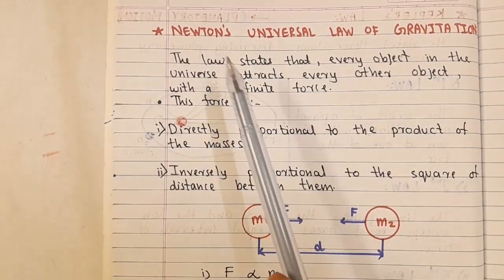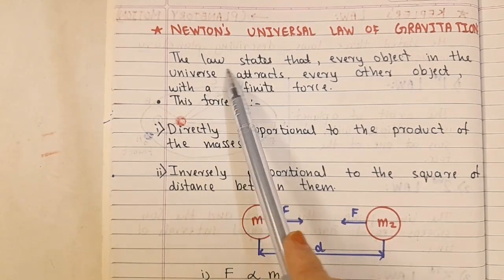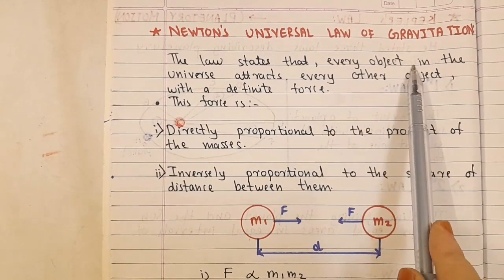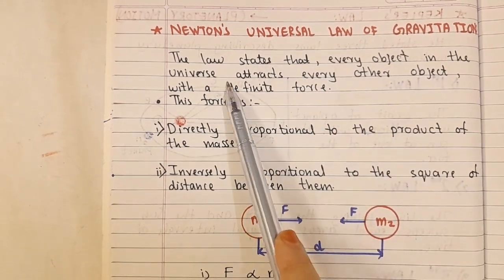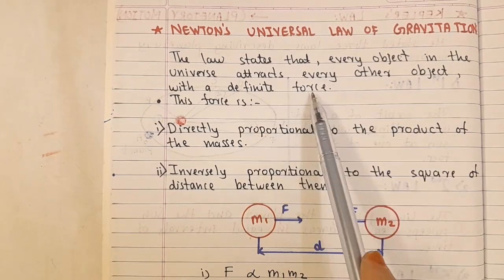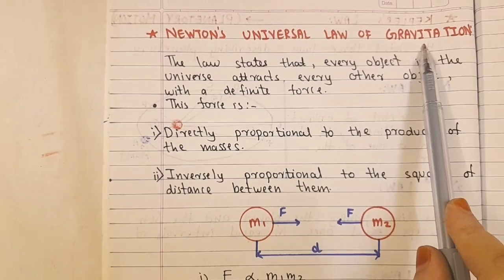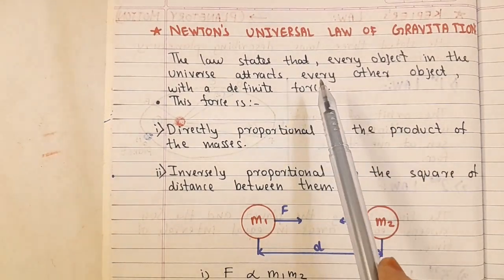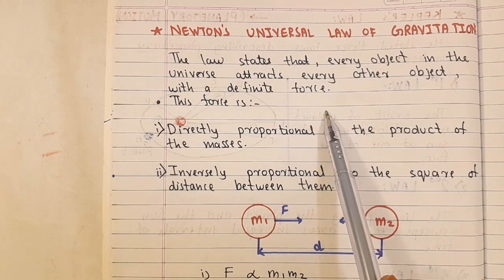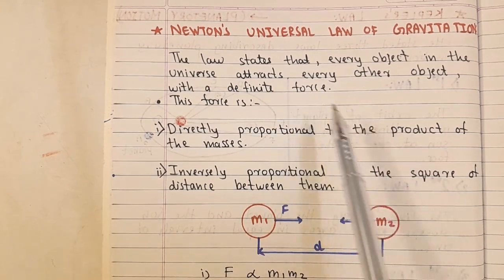Okay. Now, Newton's universal law of gravitation. What is it? Let's understand. The law states that every object in the universe, it can be any object in the universe, attracts every other object with a definite force, the force of gravitation. So every object in the universe attracts each other with a definite force.